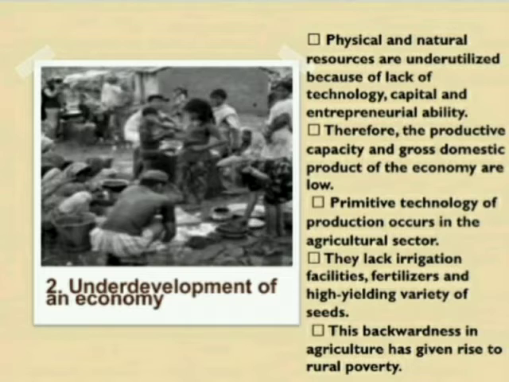Underdevelopment of an economy. Physical and natural resources are underutilized because of lack of technology, capital, and entrepreneurial ability. Therefore, the productive capacity and gross domestic product of the economy are low. Primitive technology of production occurs in the agriculture sector. They lack irrigation facilities, fertilizers, and high-yielding varieties of seeds. This backwardness in agriculture has given rise to rural poverty.